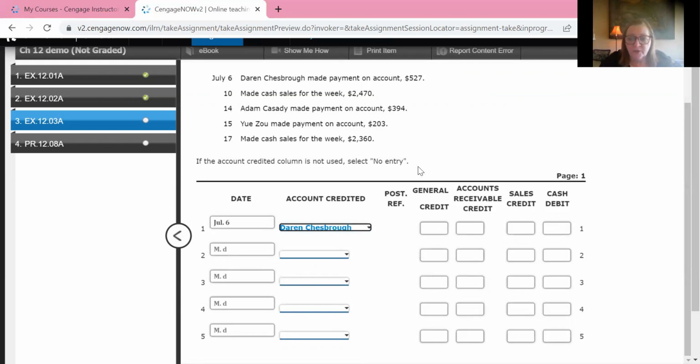Most of the time, we're not going to enter anything as a general credit unless it is a cash receipt that is not related to our customer collections. In this case, it was. It was a customer that owed us on account $527. And so we were going to need to credit the accounts receivable and debit the cash account.